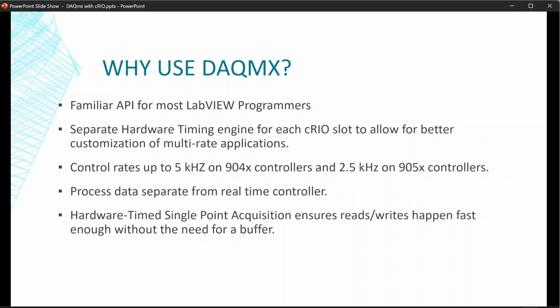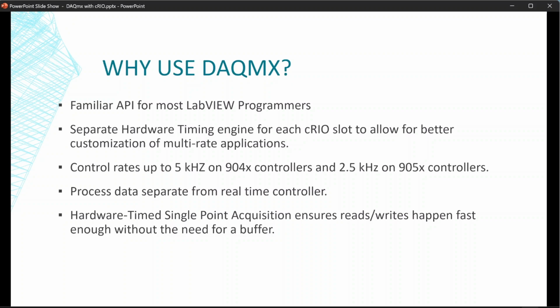You also can have a separate hardware timing engine for each cRIO slot. This allows you to have different cards in your CompactRIO running at different rates. Whereas if you're using scan mode, for example, your scan engine runs at a fixed frequency that's applied globally to all of the modules you might have connected. With this, you can have separate hardware timing engines on each card, and they can each run at the rate that they need to run at. So this allows for control rates up to 5 kHz on the 9040 series controllers and 2.5 kHz on the 9050 series controllers.